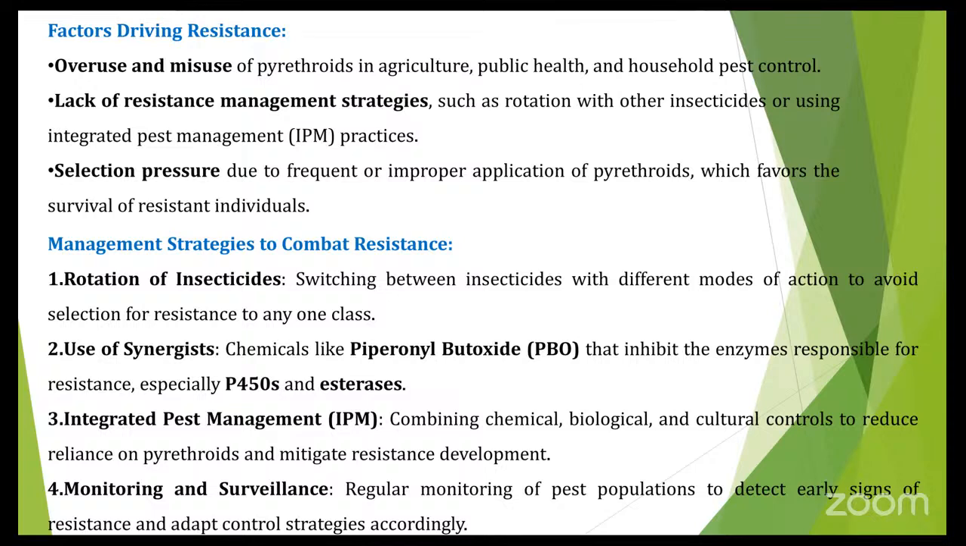Monitoring and surveillance are also important: regular monitoring of the pest population to detect early signs of resistance and adapting control strategies accordingly is beneficial. So this is how you deal with the factors that drive resistance, and you can easily combat resistance by these management strategies.